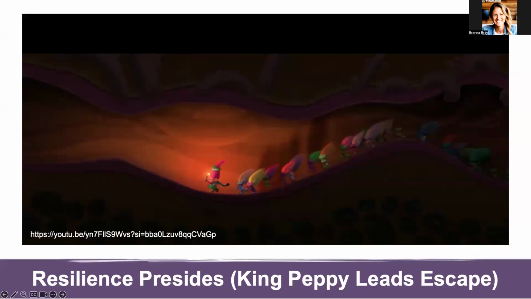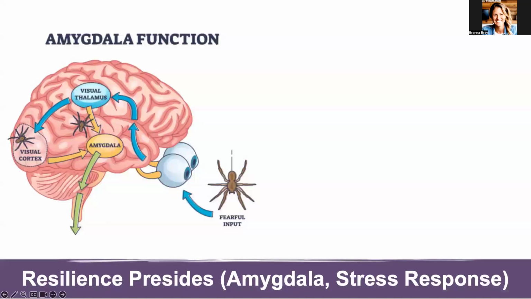Now, in the movie, the trolls get captured, but resilience presides. King Peppy leads the trolls to escape. So the trolls have ways to keep the Bergens at bay or to escape them, right? So King Peppy leads their escape, demonstrating resilience and resourcefulness. Similarly, the brain has its own built-in systems to regulate these threats and respond to them appropriately.